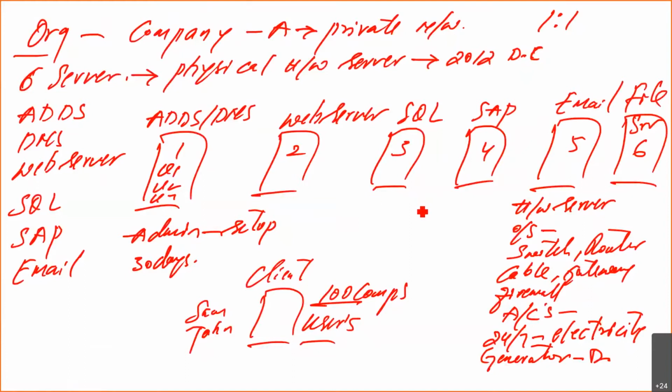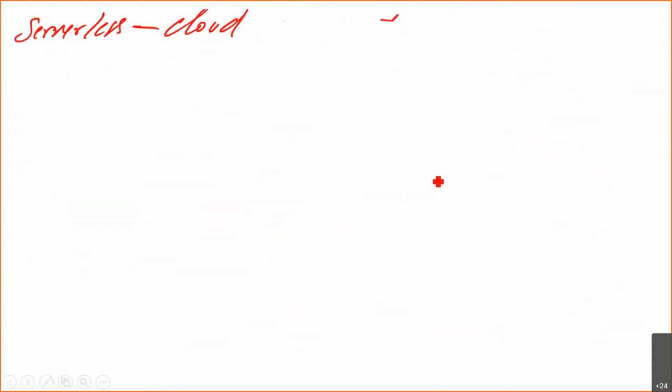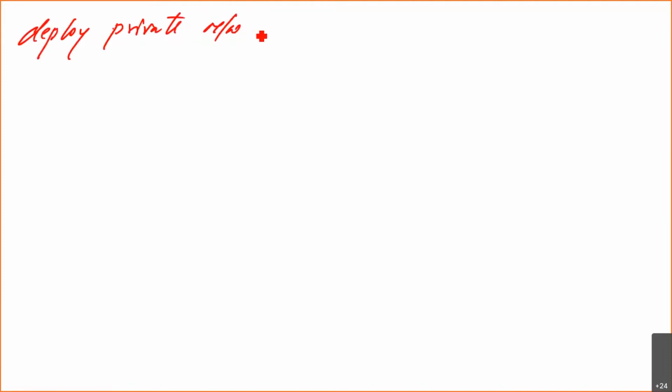So the company is saying you can come to the cloud here. You can go for the cloud, you can go for serverless. So now you can configure your on-premises network, your private network, right? The companies are saying you can create or deploy your private network in the cloud, guys, with the help of cloud providers.